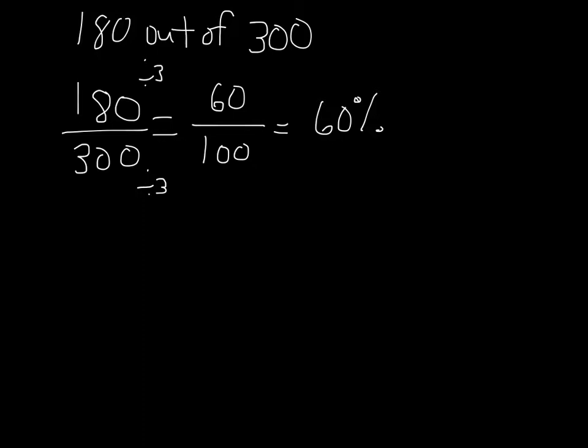This method works really easy because we have numbers that are easy to divide. 300 is a multiple of 100. That won't always be the case, so I want us to learn another way.